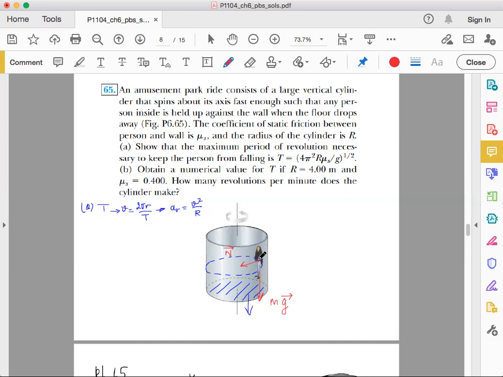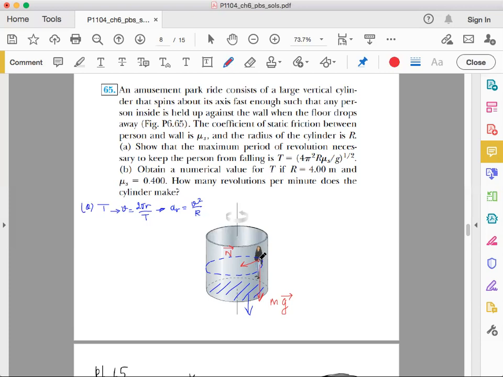Okay, and then you should have another force that actually keeps the person stuck to the wall and prevents the person from falling away. So what is this force? Actually, this force is nothing else than the friction. So there should be a friction between the person and the wall, and this friction should be of static nature, because we don't want the person to move up or down. We want the person to remain glued to the wall.